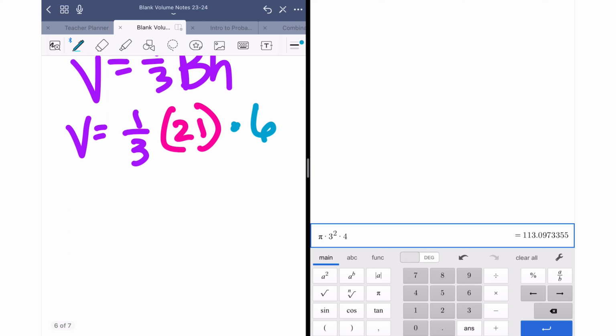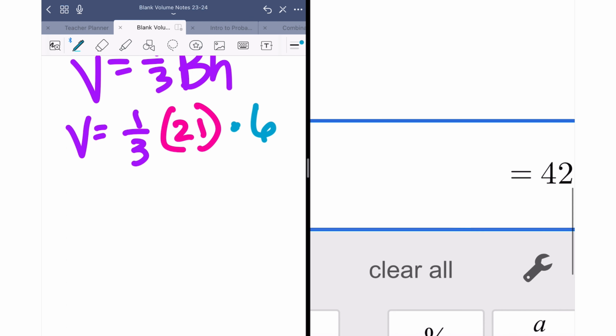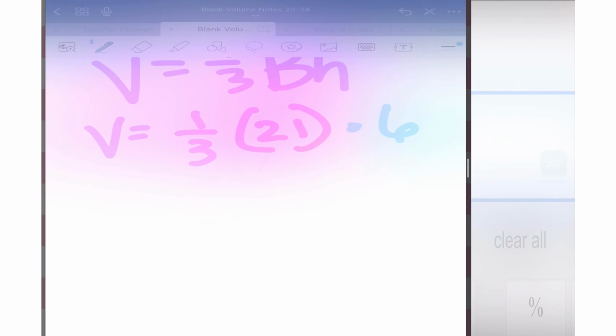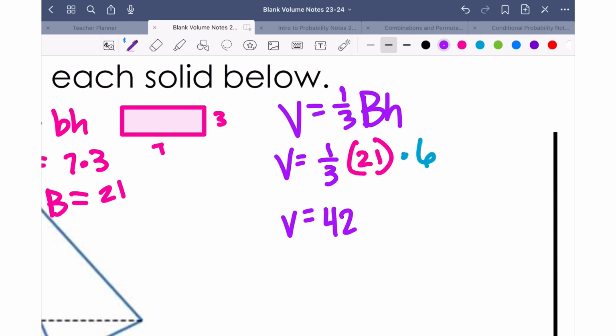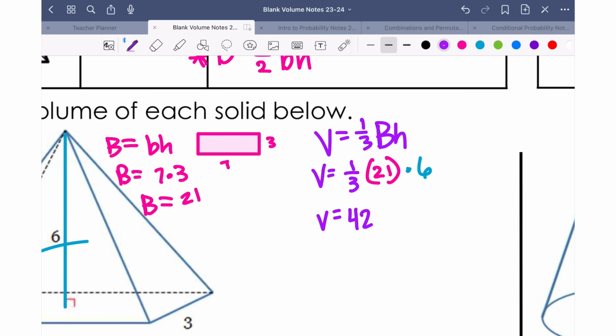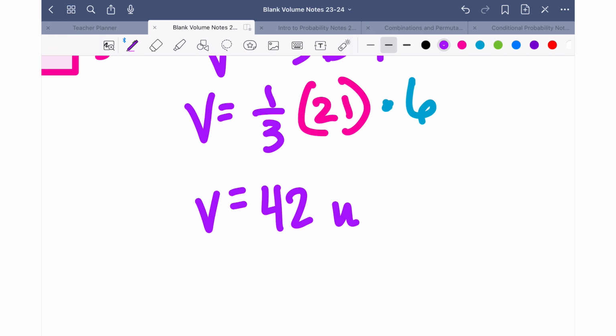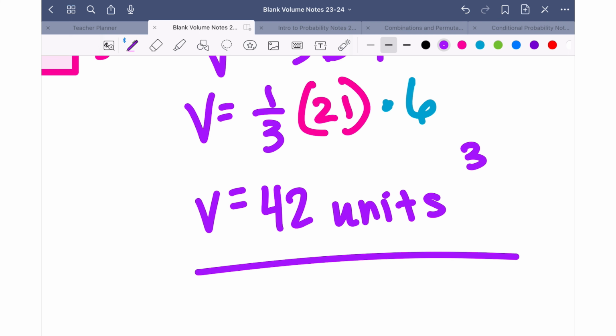And then we can plug that into the calculator. Let's see what we get. 1/3 times 21 times 6. 42. So our volume equals 42. Oh, it doesn't have any units. Units. And then what do I put after that? If it's volume, cubed. And that's it.